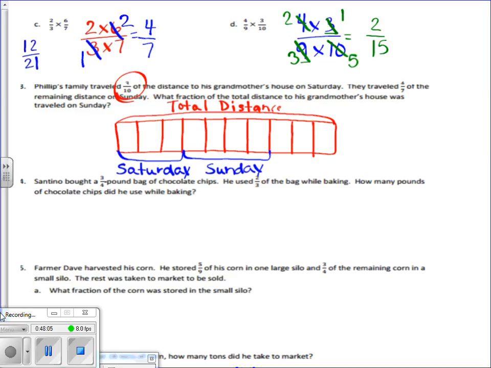Oh my goodness, we've almost run out of time already. Oh, curses.